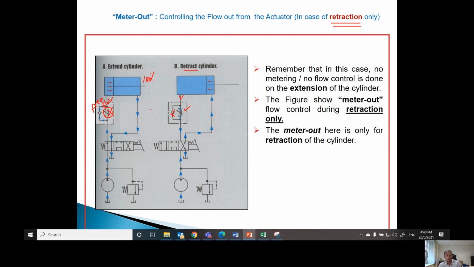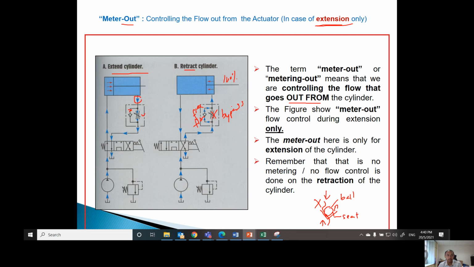Okay? But I don't want you to memorize it like this, because the most important thing is that you understand the concept of free flow and the concept of bypass. If you really understand the concept of free flow and bypass, and I ask you to draw a circuit that implements meter in or meter out during extension or retraction, then you should know which orientation of the check valve you have to use and which position on the cylinder you have to connect to, whether to the rod end or to the blank end.